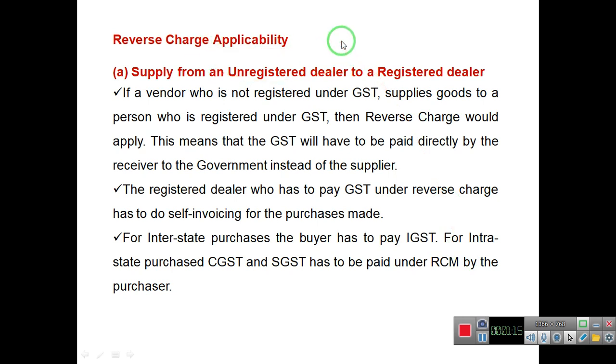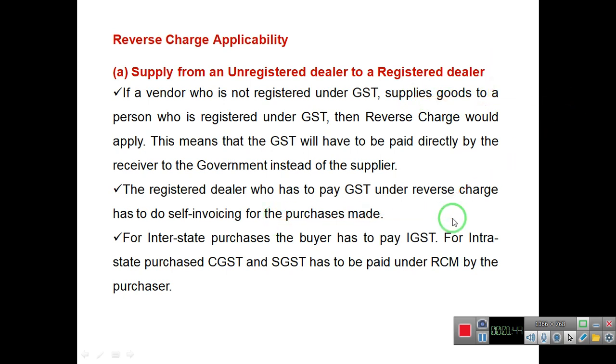Reverse charge applicability. There are some situations where reverse charge is applicable. The first situation is supply from an unregistered dealer to a registered dealer. So if a supplier who is an unregistered dealer is supplying goods to a registered dealer, in that case instead of the supplier, the receiver will be liable to pay tax.